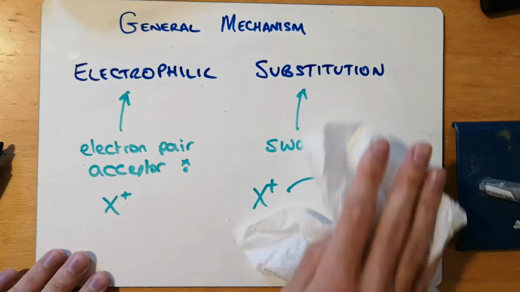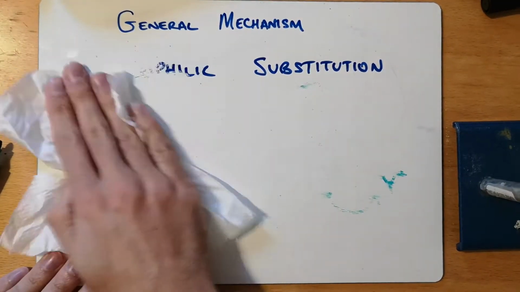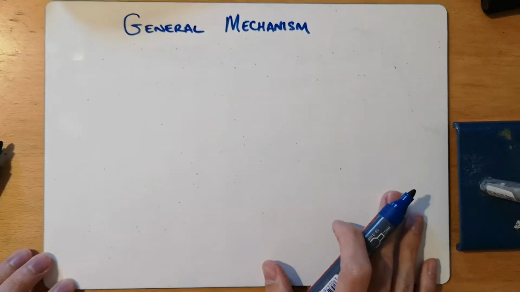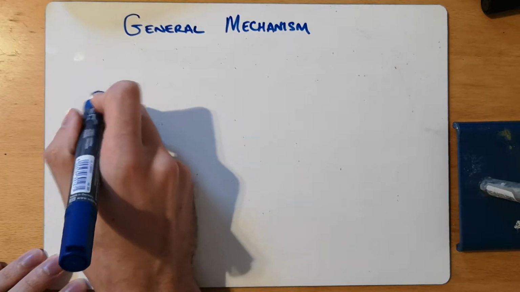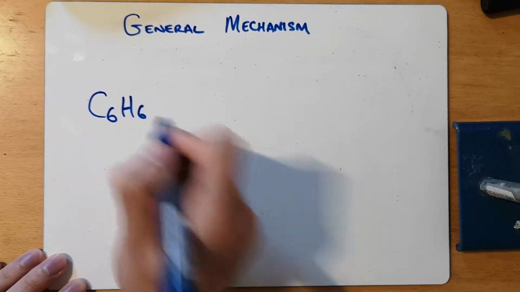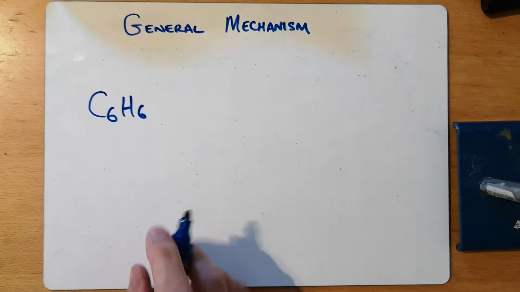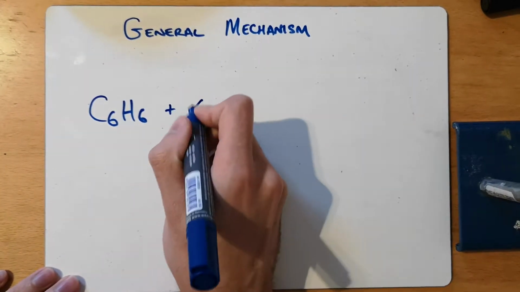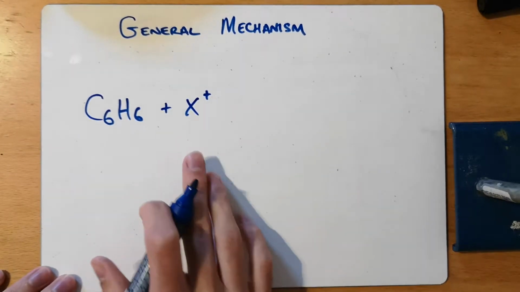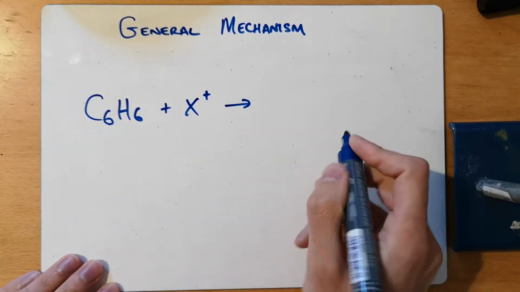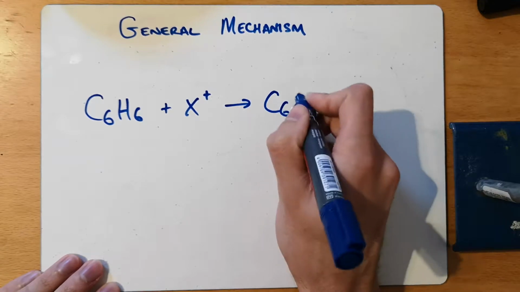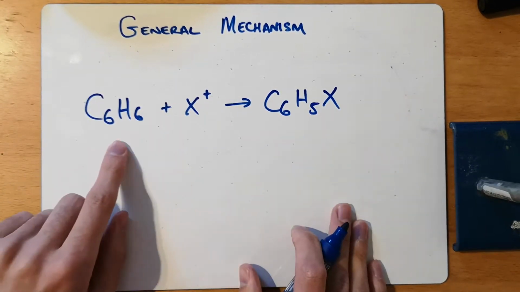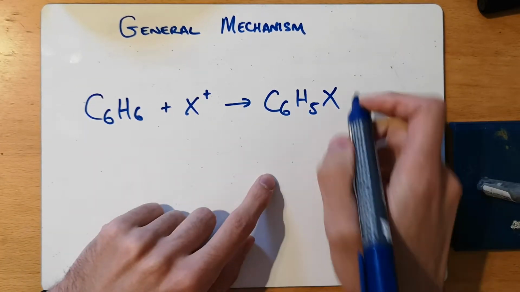So our general mechanism is going to look like this. We're going to have our benzene. I'll do a general formula first of all. That's going to react with our electrophile, X plus, and that's going to become C6H5X. So our electrophile is going to join onto the benzene, and notice that we're losing a hydrogen.